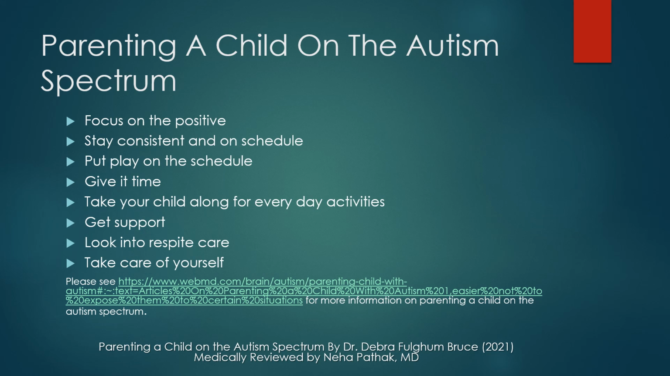Parenting a child on the autism spectrum. These are some pointers. Focus on the positive. Stay consistent and on schedule. Put play on the schedule. Give it time. Take your child along for everyday activities. Get support. Look into respite care, and this is talking about seeking the assistance of someone else to help you. Take care of yourself.